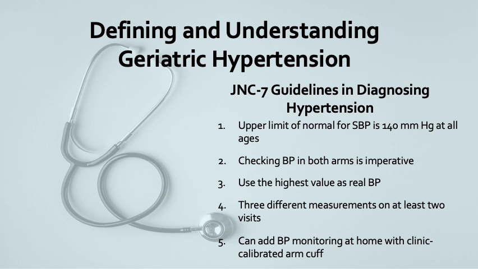Three different pressure measurements taken on more than 2 office visits is sufficient and can reliably predict natural variations in blood pressure. Alternatively, checking blood pressure at home can be done with a clinic calibrated arm cuff, though errors in measurements and reproducibility can confound the clinical picture.